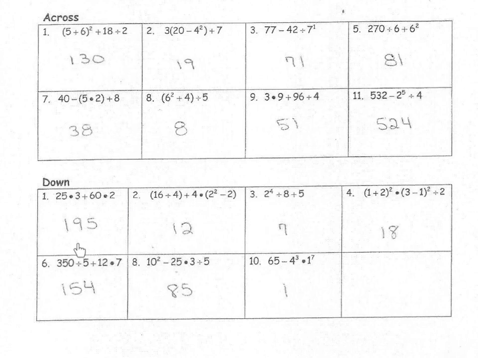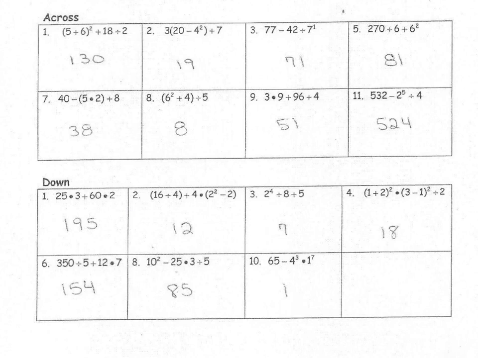Number 1 down is 195. Number 2 down is 12. Number 3 down is 7. Number 4 down is 18. Number 6 down is 154. Number 8 down is 85. Number 10 down is 1.